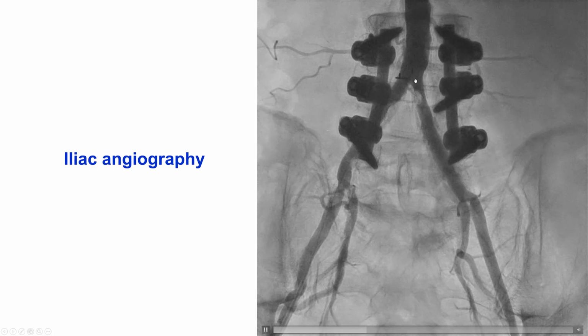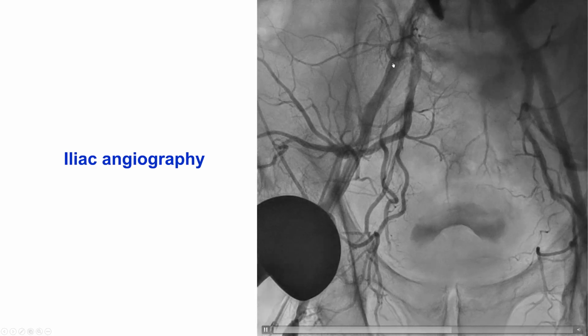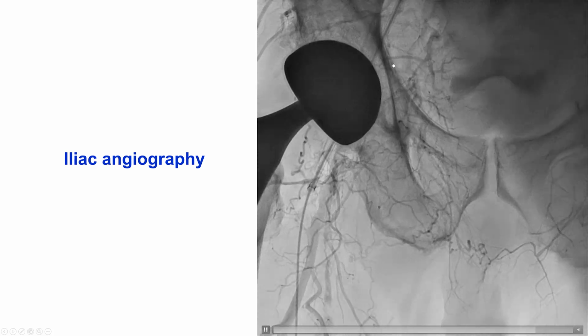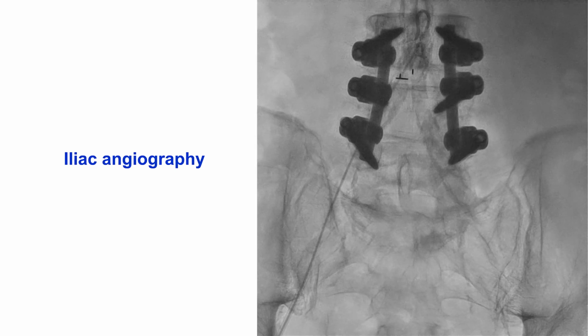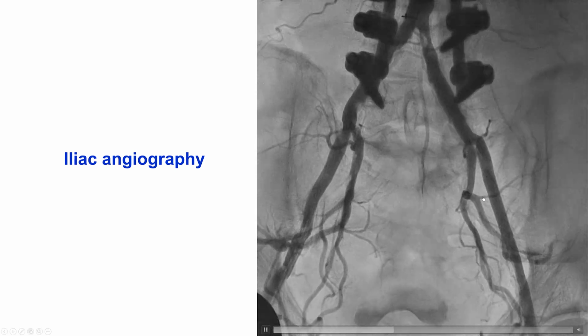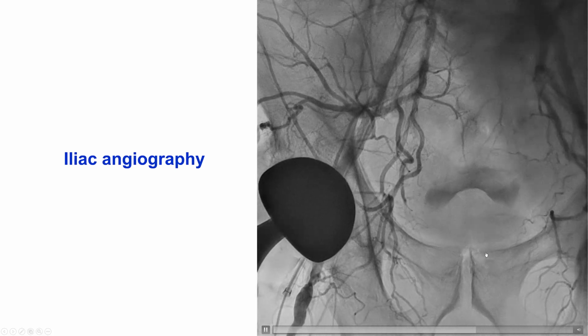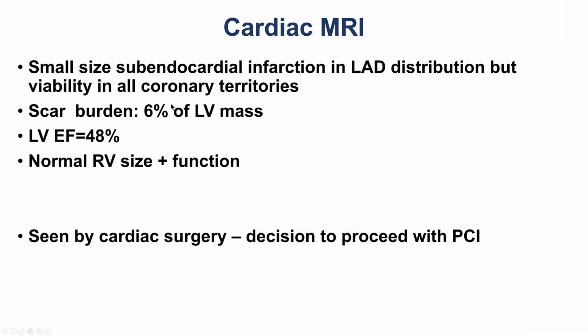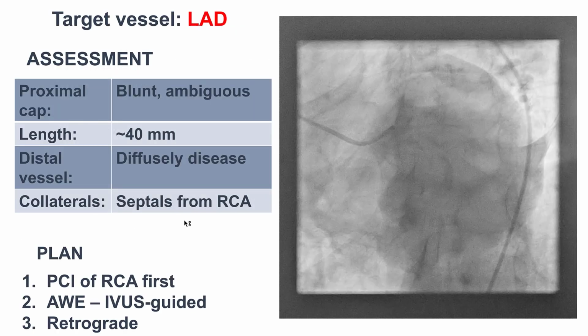This is a peripheral angiogram showing a significant left common iliac lesion that will become important, as we'll discuss later on. There was also diffuse iliac and femoral disease. The patient had a cardiac MRI that showed viability in most of the myocardium. After he was seen by cardiac surgery and turned down for surgery because of frailty as well as significant PAD, he was referred for percutaneous coronary intervention.